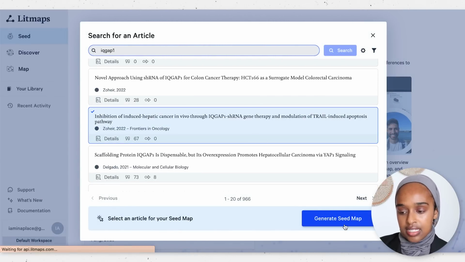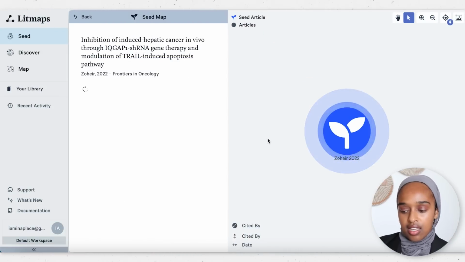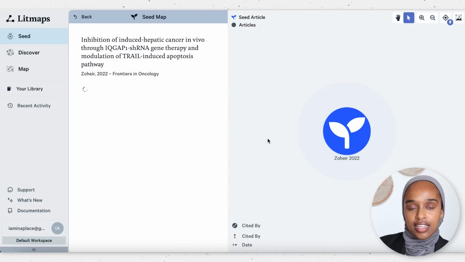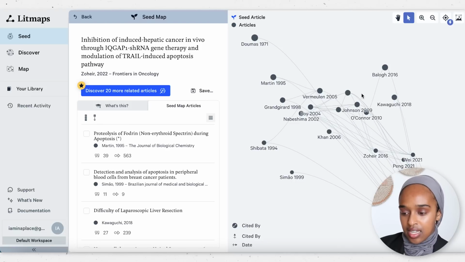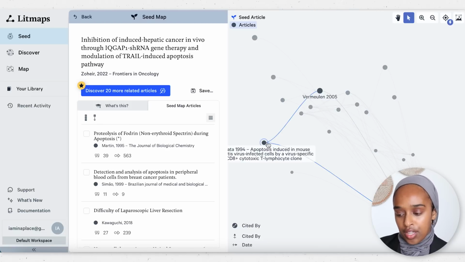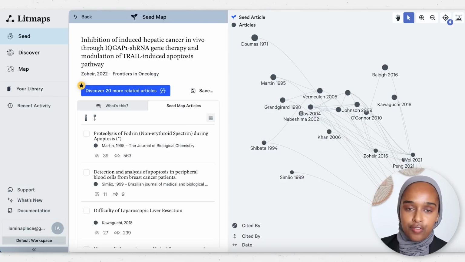You can generate a seed map. So what it does is it takes that paper that you're interested in and it generates a map of similar papers, and it prompts you to take a look at those papers, and they're related in a number of different ways. This platform calculates that for you, and it goes into a lot more detail. I think it's quite important for you to know how it generates this map, so you are able to recognize whether or not you want to use this platform.